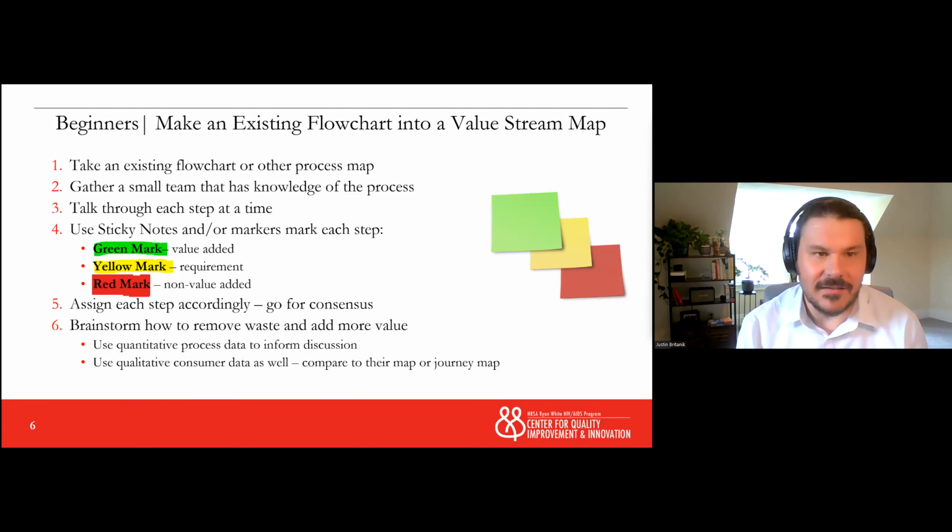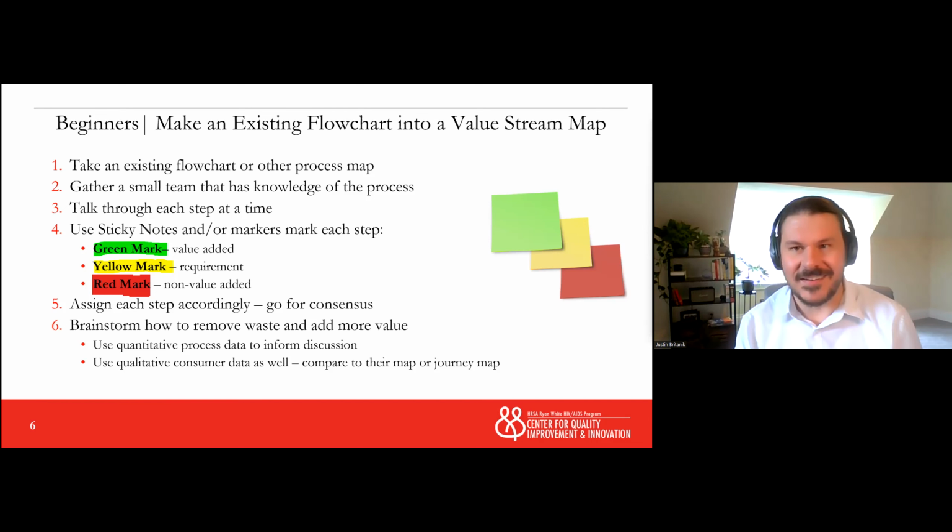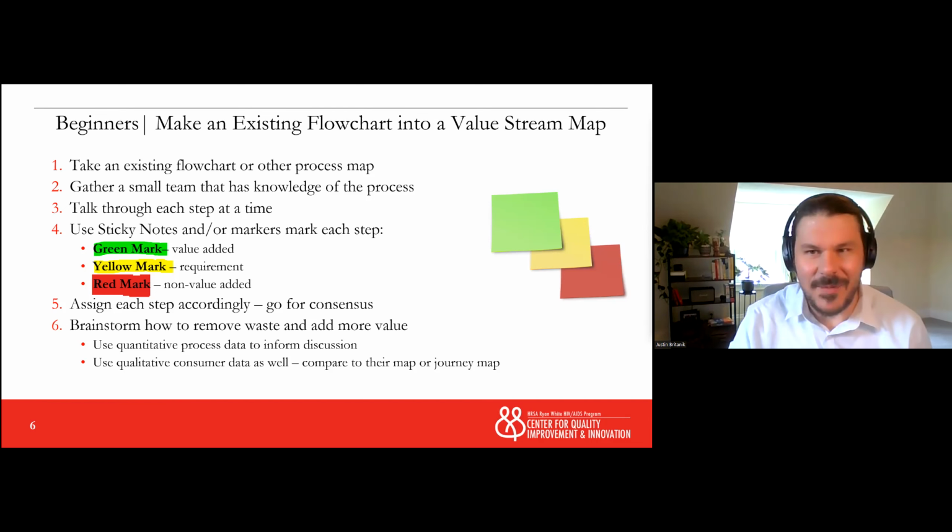We're just going to mark things that are value added with green. Things that are requirements, we're going to put yellow, and things that are non-value add, we're going to mark with a red mark. And again, at this point, this is a beginner approach. This is not being super data driven and looking at capacity and inputs and outputs yet. Just go for a consensus.